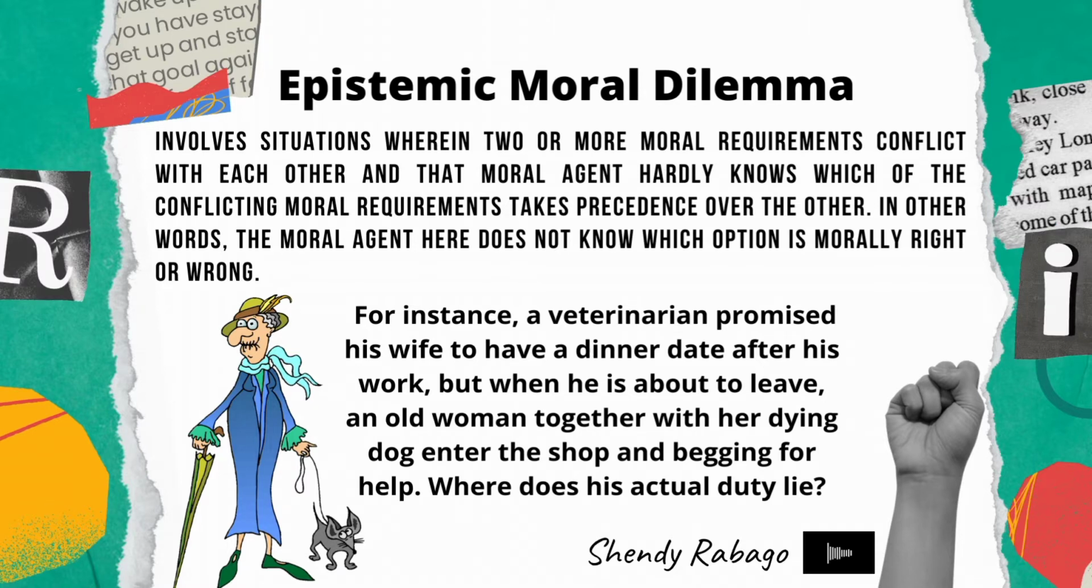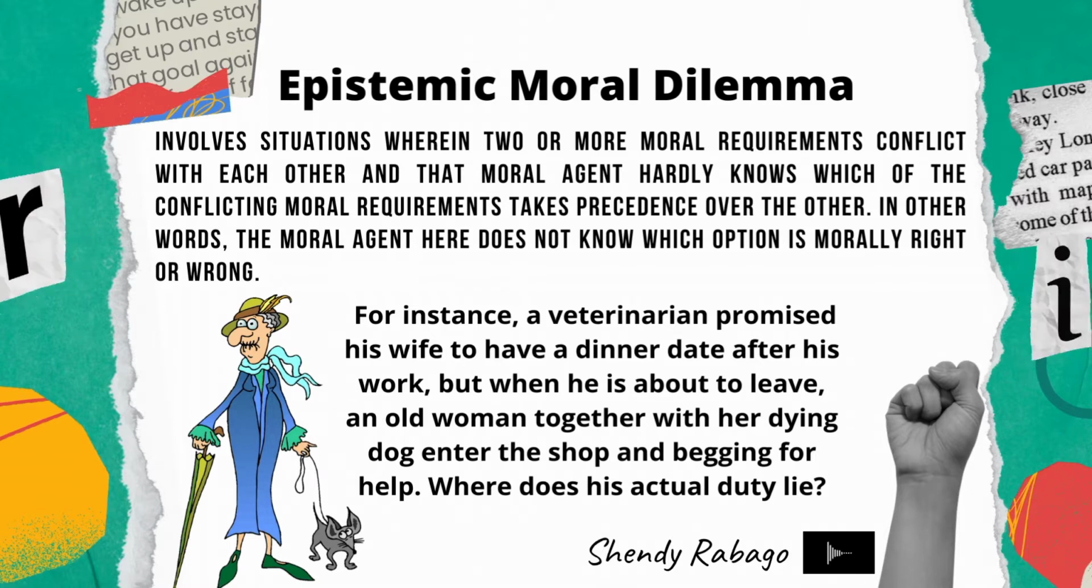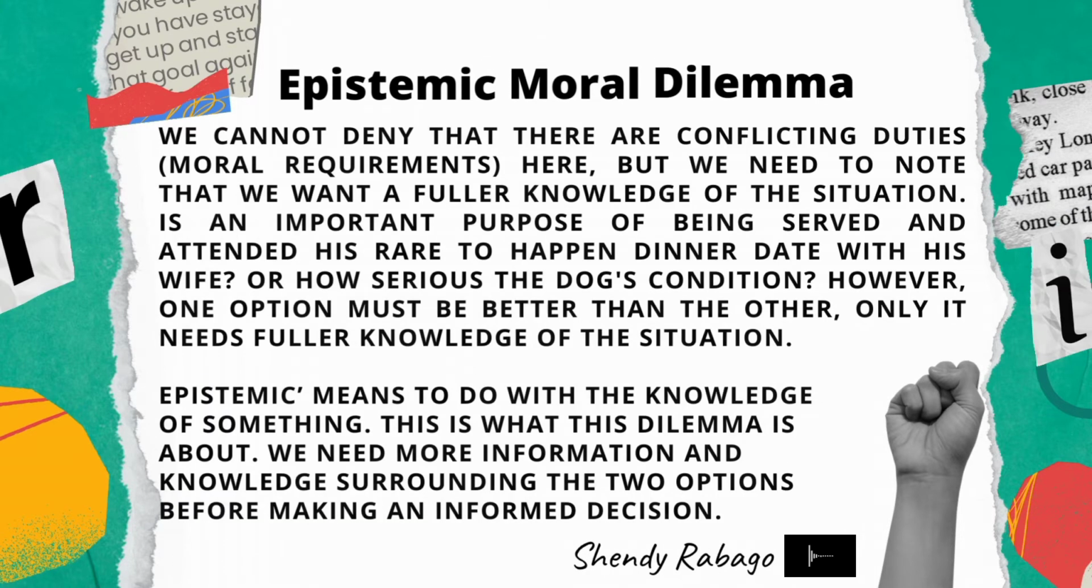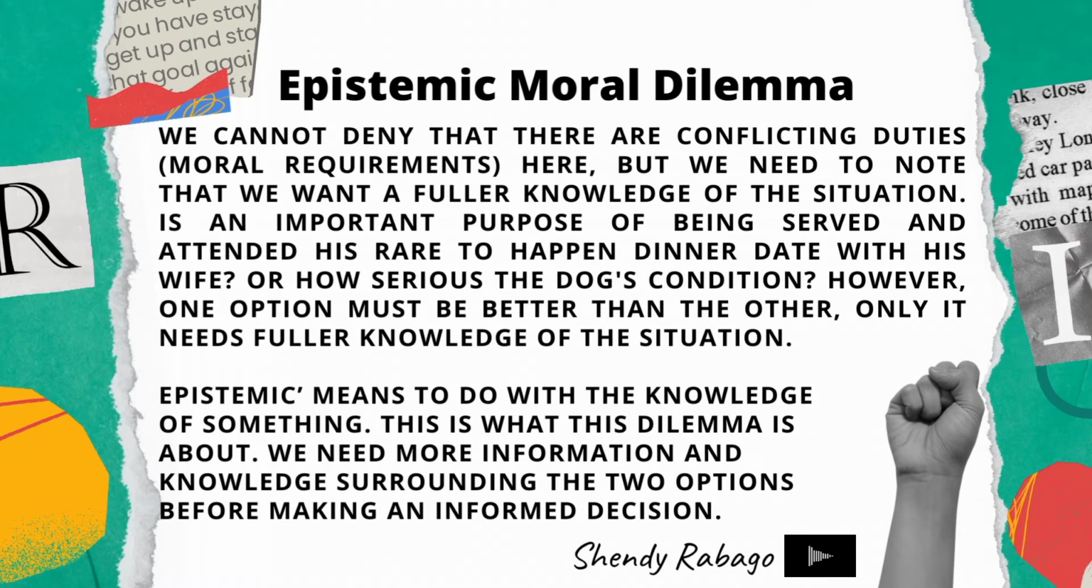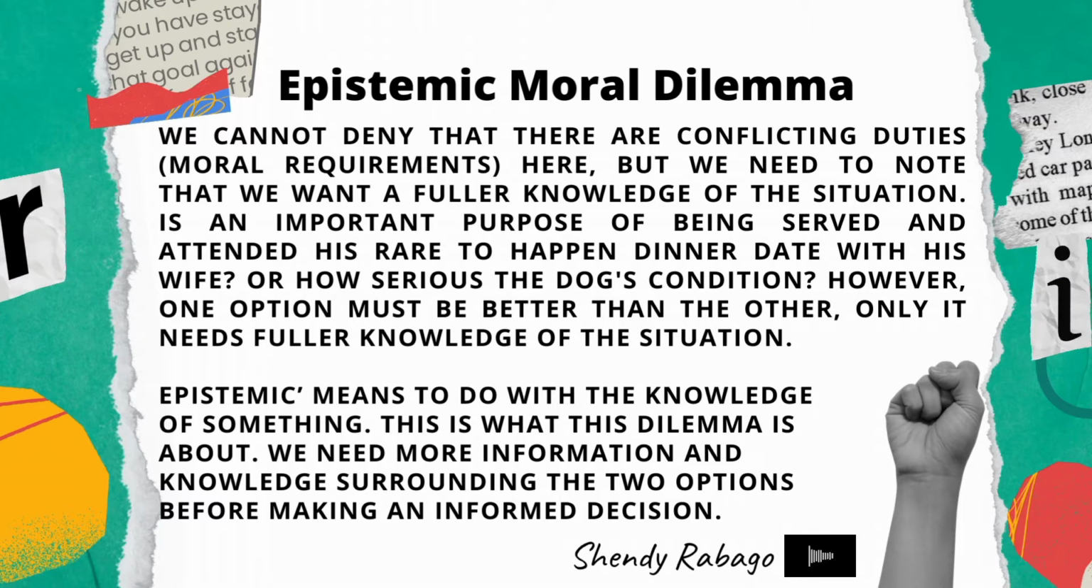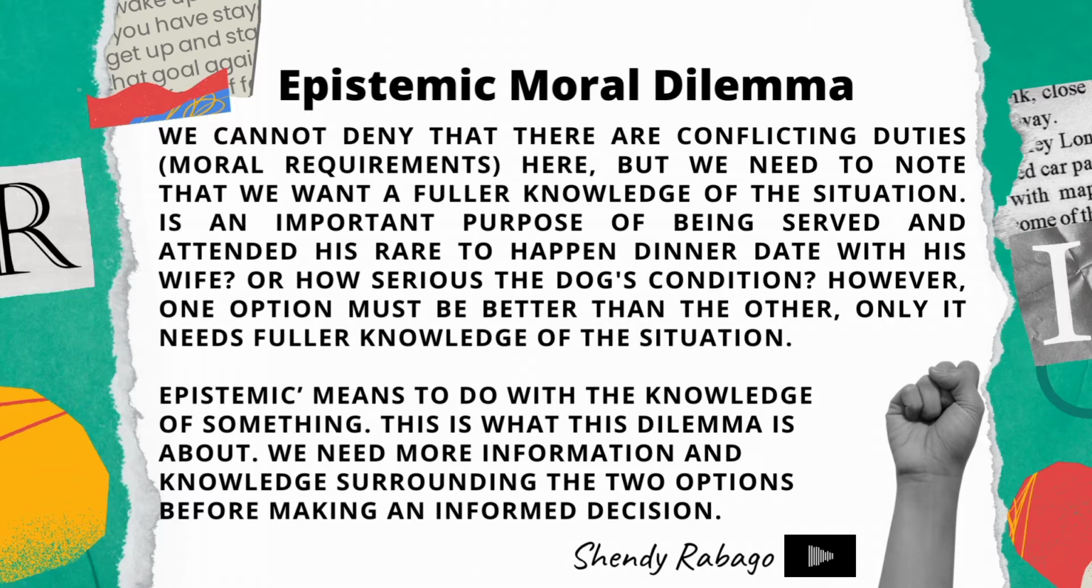For instance, a veterinarian promised his wife to have a dinner date after his work, but when he is about to leave, an old woman together with her dying dog enters the shop and begs him for help. Where does his actual duty lie? We cannot deny that there are conflicting duties or moral requirements here, but we need to note that we want a fuller knowledge of the situation. Is an important purpose being served by attending his rare-to-happen dinner date with his wife? Or how serious is the dog's condition? However, one option must be better than the other, only it needs fuller knowledge of the situation.